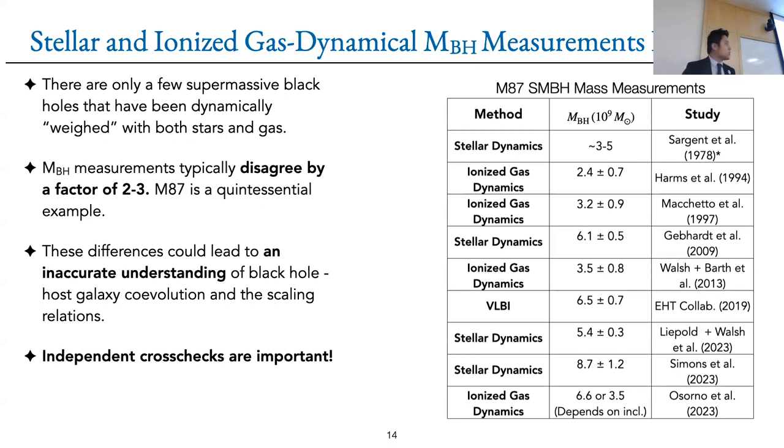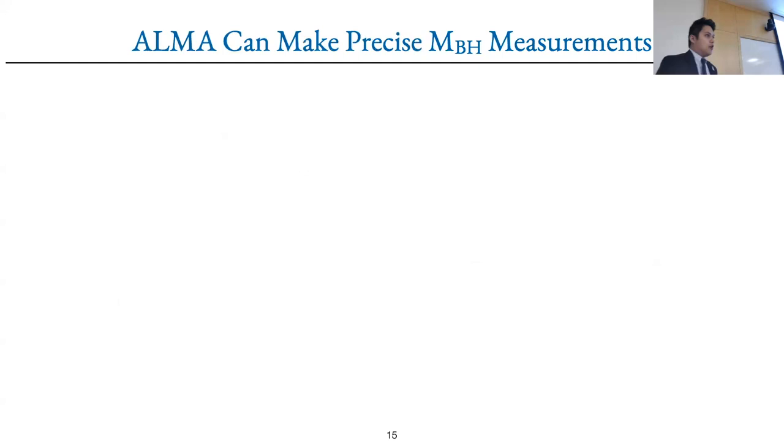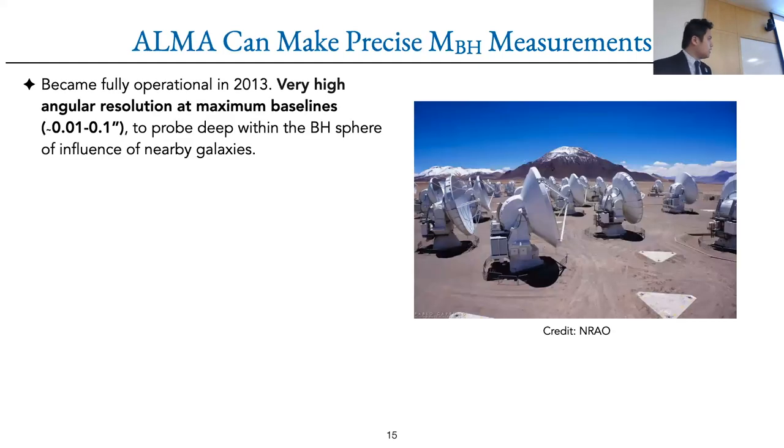So now to introduce the hero of this story, we'll talk about ALMA. ALMA is a very powerful interferometer in the Southern Hemisphere. It's in Chile. It was fully constructed in 2013. And at its longest baselines, essentially you can imagine spreading out these antennas across this plane here, it can resolve on scales of order 0.1 arcseconds or smaller, which gives us the ability to probe deep within the spheres of influence of nearby black holes.